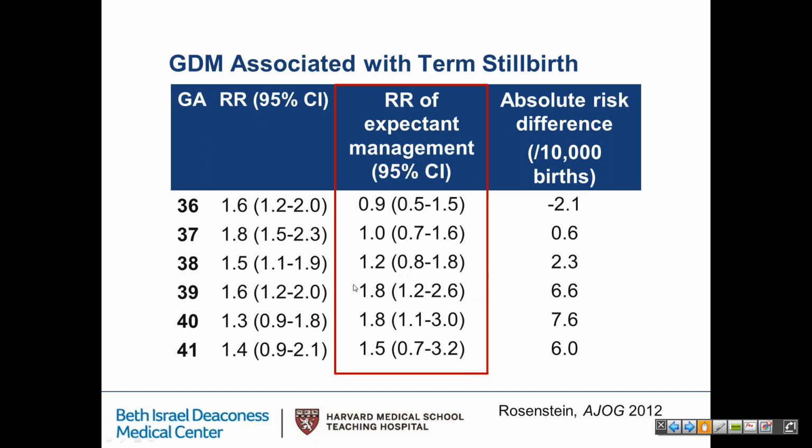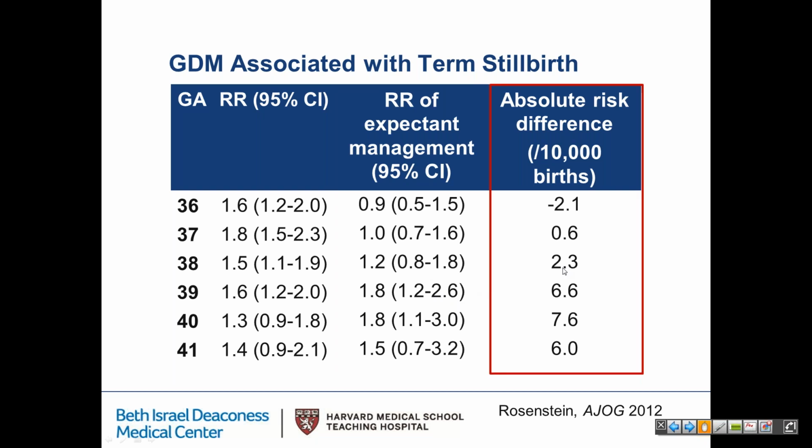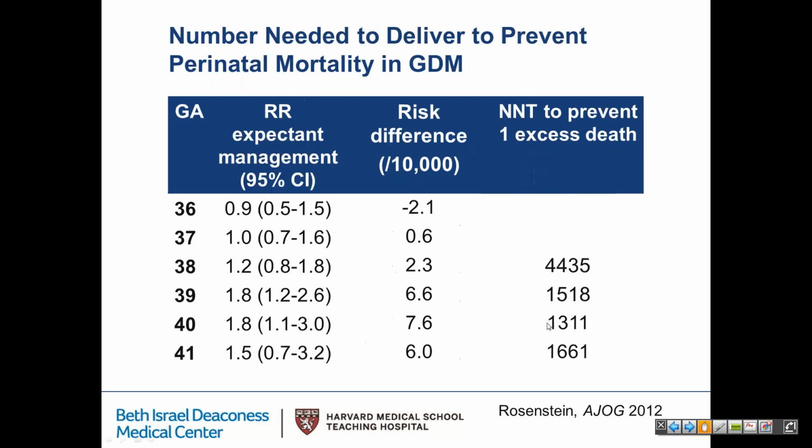And that became statistically significantly elevated at 39 weeks, pointing to maybe 39 weeks is when we should be starting to deliver patients. That absolute risk difference, or the number of deaths that was increased in the group that was expectantly managed, became statistically significant again at 39 weeks. And it's a very small number per 10,000 births. You're talking about 6 to 7 additional deaths, but it's real and it's statistically significant and it's there.